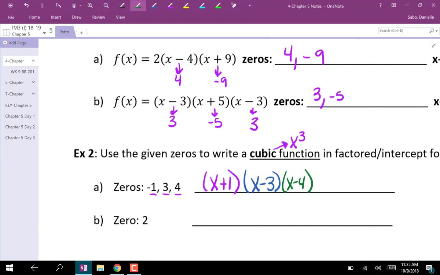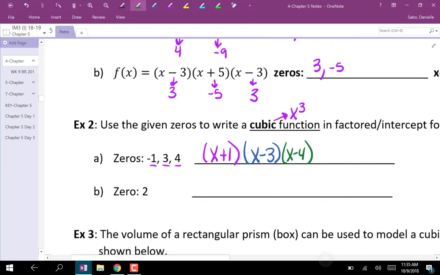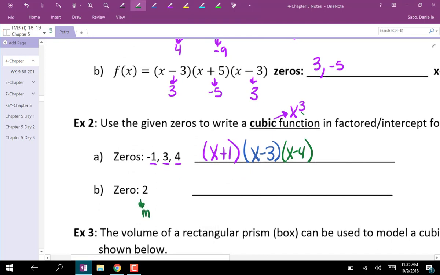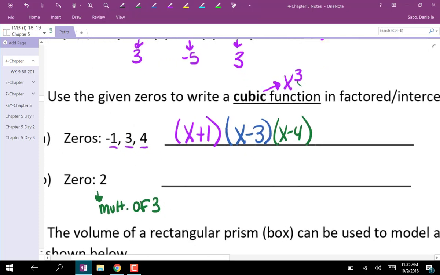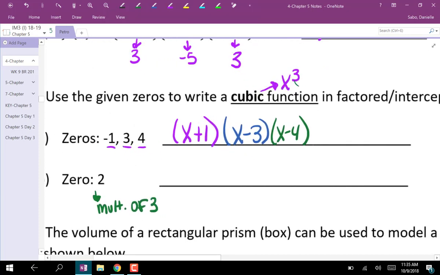Now this one, there's only 1, and that's weird, because in cubics I'm supposed to have 3. So this means I'm going to have a multiplicity of 3. That means that it bounces back up. So what this really means, how would I write this?